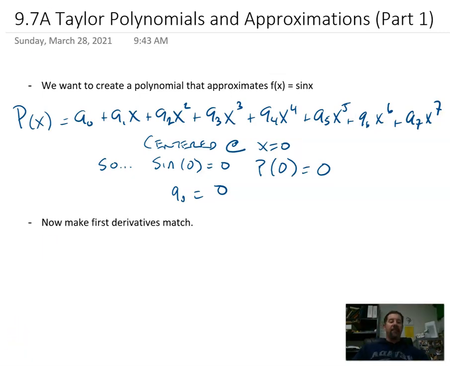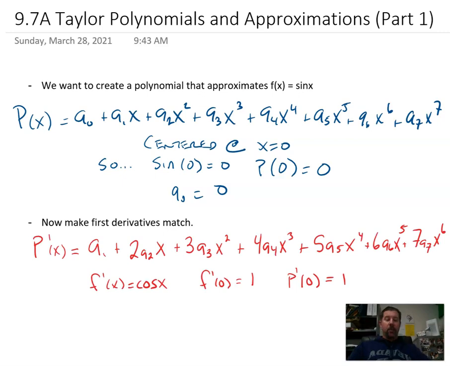All right, now that we have both of these functions centered at the same place, at (0, 0), if they're going to be like each other, then their derivatives should match. So let's make the first derivative match and see what we end up with. When we take the derivative of p, we end up with a sub 1 plus 2a sub 2 x plus 3a sub 3 x squared plus 4a sub 4 x cubed, and so on.